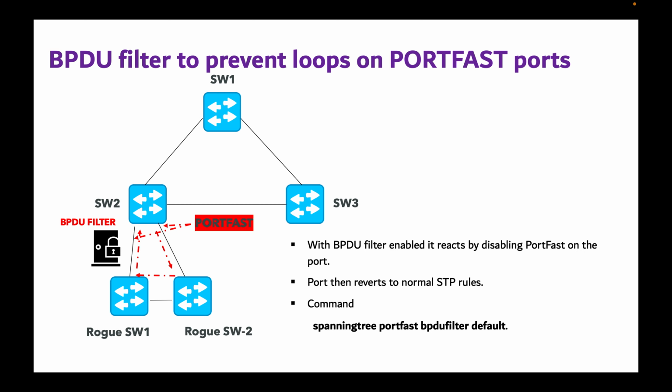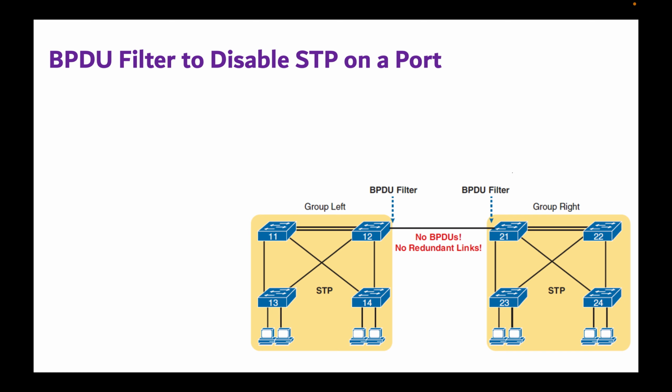BPDU filter monitors to notice any incoming BPDUs, and if I want to explain this in three steps, it monitors to notice any incoming BPDUs, and if they begin to arrive, first it disables PortFast on that port. Then it reverts the port to use STP with normal STP rules, right? And to protect against such a case, you can use either BPDU guard or BPDU filter. It's your choice. Another function is BPDU filter to disable STP on a port.